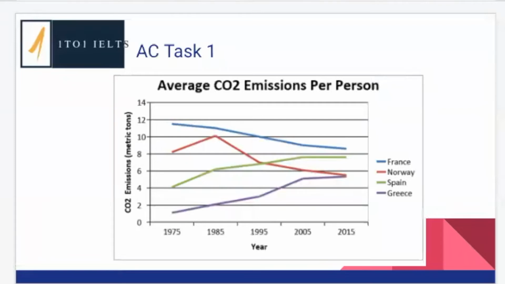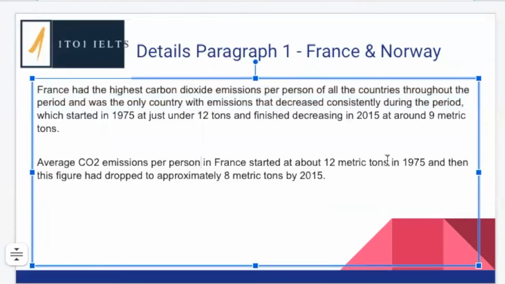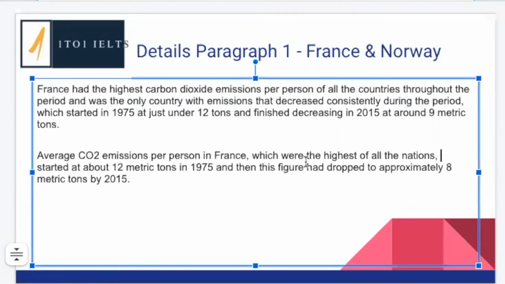So where it says compare and contrast where relevant, I think this would be definitely relevant. We could maybe put in a relative clause to add information here and also make our grammar a little bit more complex. Average CO2 emissions per person in France, which were the highest of all the nations, started around. And this is a nice way of adding information, is using non-defining relative clauses. Apart from that, this is really nice. It was very accurate, so good job.